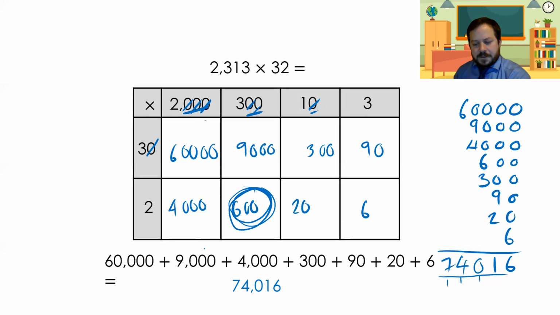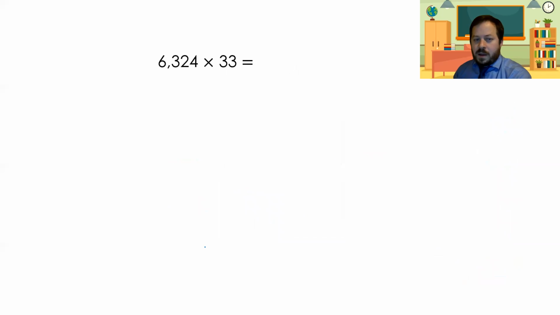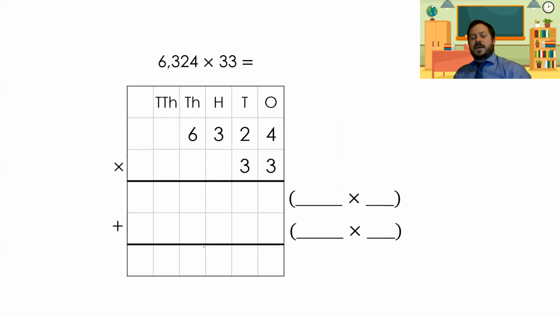So well done. Now, I want you to have a go at this calculation. Here's our framework. This is how we're going to do it. Remember first what you have to do when you're timesing out the 30. Pause now and have a go.